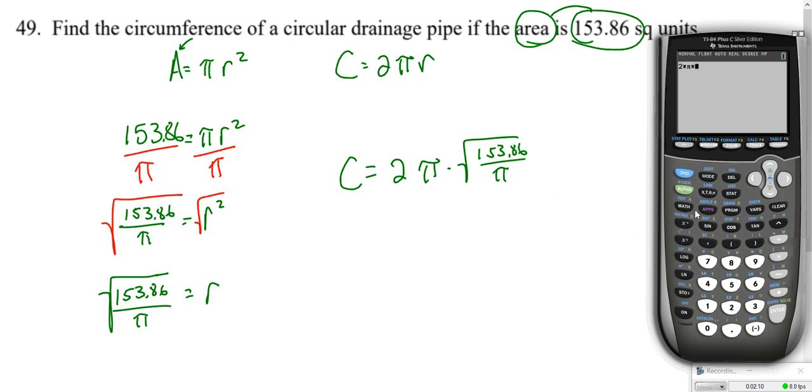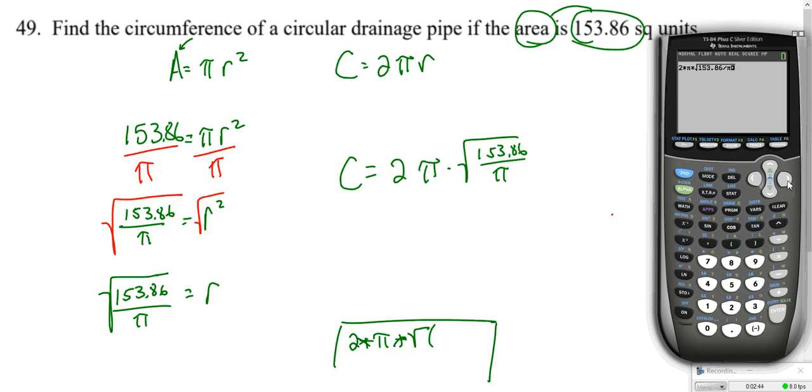Now depending on your calculator, it'll look a little bit different, but the process will still be the same. I'm going to do the square root button, and notice it puts it inside the square root. Sometimes when your calculator does this, it'll look a little bit different. It'll say 2 times pi times, and when you hit that square root, it goes like that. That'll be exactly the same thing. Okay. Now inside of the square root, I want 153.86 divided by pi.